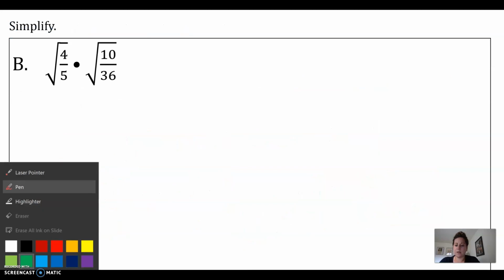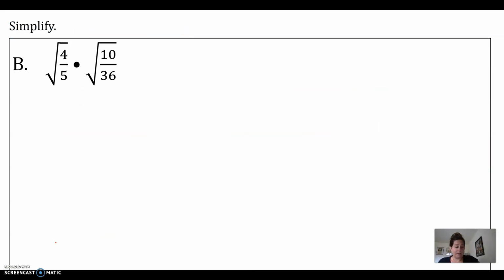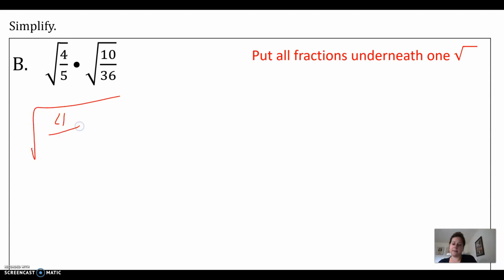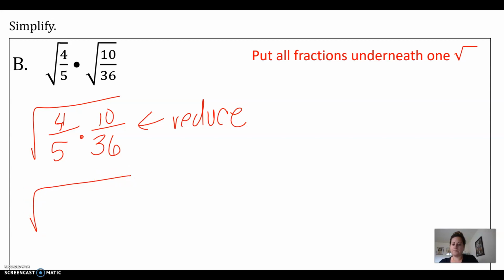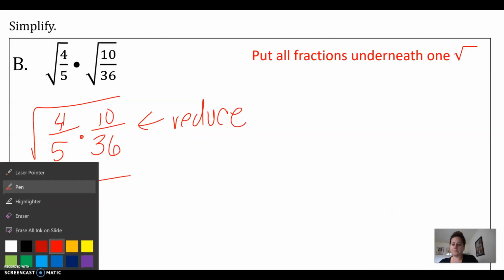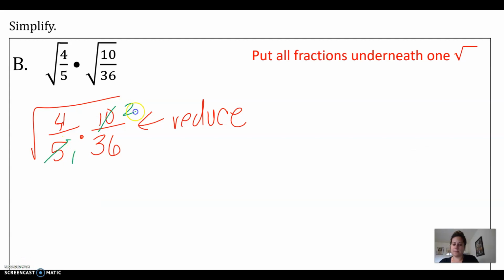All right, last one. So for this one, we do not have mixed numbers, so we don't need to turn them into improper fractions. So this is the first step, is put all fractions underneath one big radical, which is what my second step was for my first problem. Looks like we need to reduce. And this would become a 1, this would become a 2, that would be a 1, this would become a 9. So you're getting 2/9.